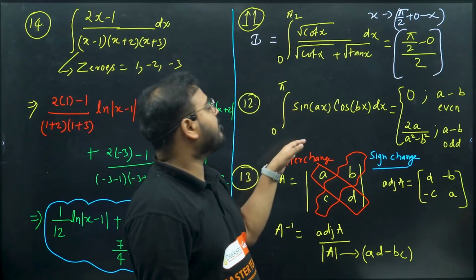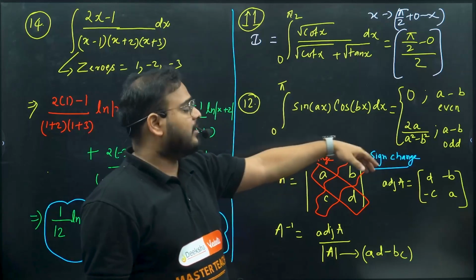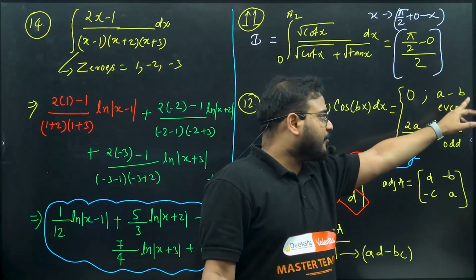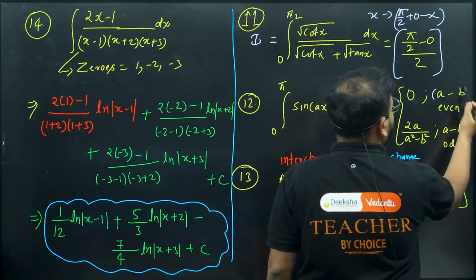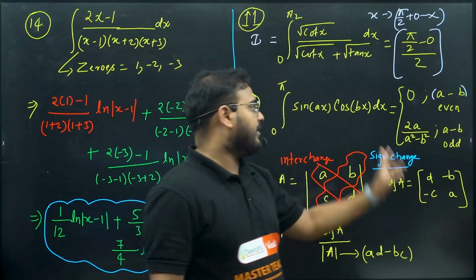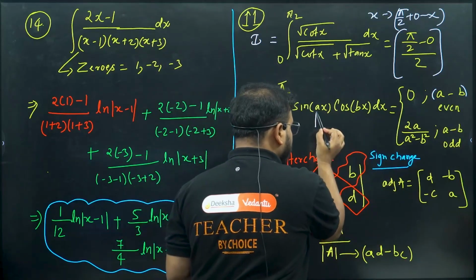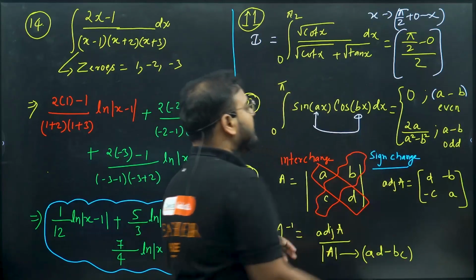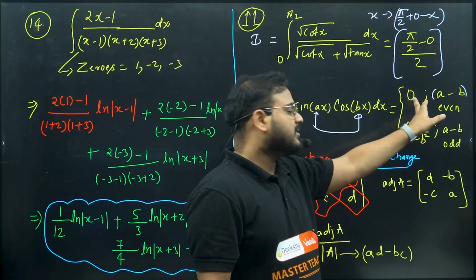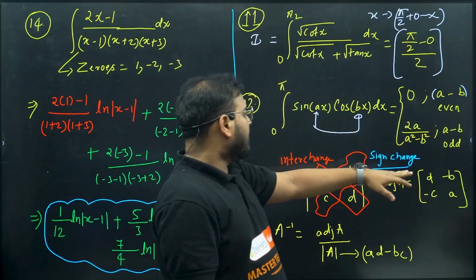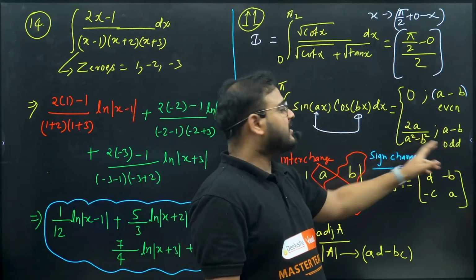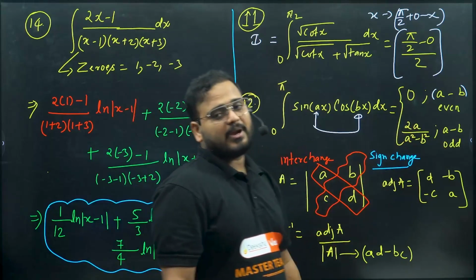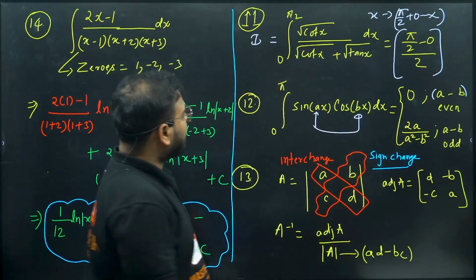12: integration from 0 to pi of sin ax cos bx. If the difference of a and b is even, it will be 0, sir. If you have a and b, check here, a is over here and b is over here. If the difference of a and b is even, the integration is 0. If the difference of a and b is odd, the integration will be 2a upon a square minus b square.